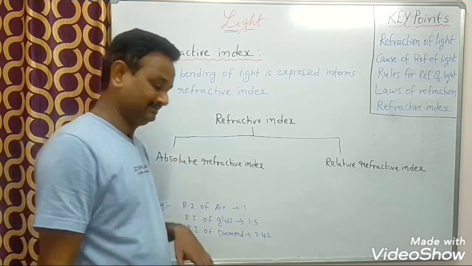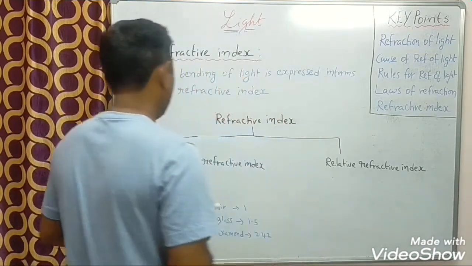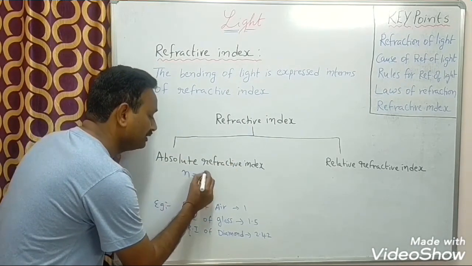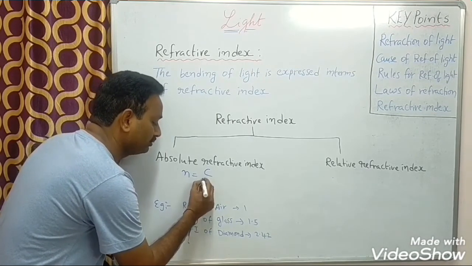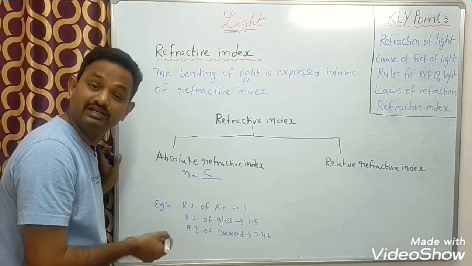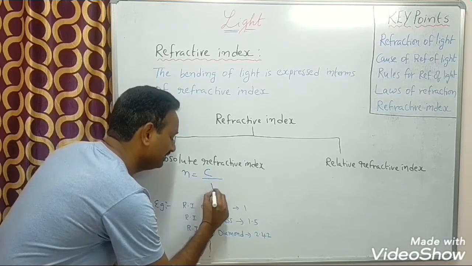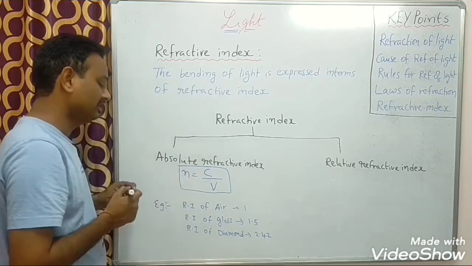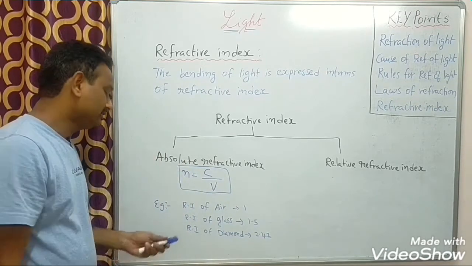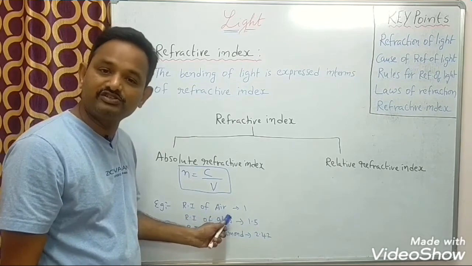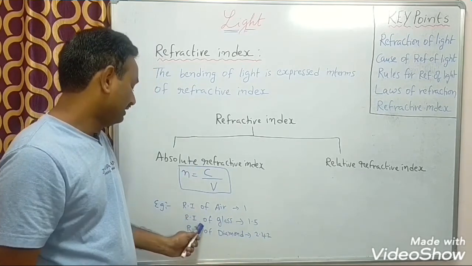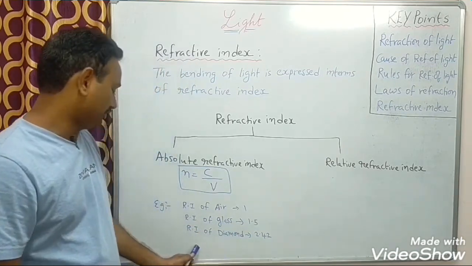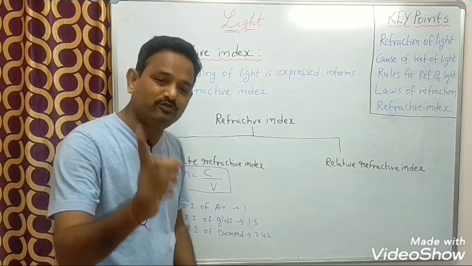Absolute refractive index is the ratio of speed of light in air or vacuum to the speed of light in that given medium. That is n equals c by v. Here, the absolute refractive index of air is 1, of glass is 1.5, and of diamond is 2.42.